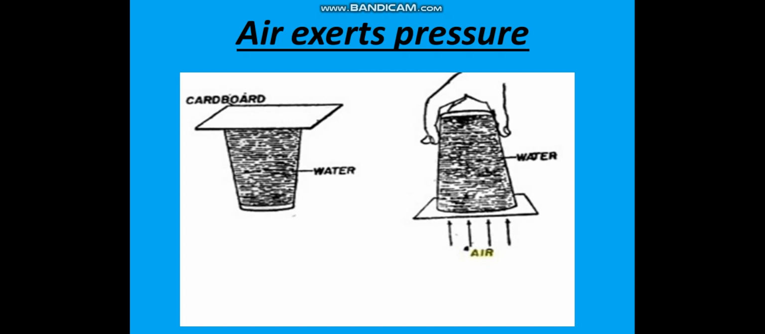Slowly remove your hand from under the paper. You will just remove your hand from below the cardboard. We will observe that the card does not fall. This is because air exerts pressure. This happened, the cardboard did not fall down because the pressure is being exerted in all directions on this cardboard, through which we can conclude how air exerts pressure.